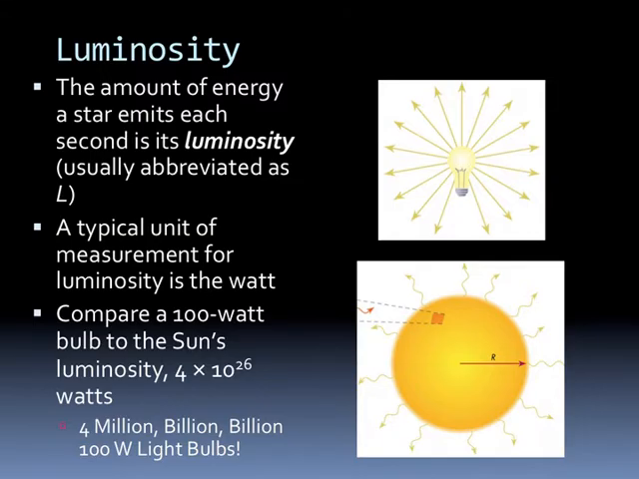Now, luminosity is a property of a star that tells the amount of energy it emits each second. Luminosity is usually abbreviated with a capital L. A typical unit of measurement for luminosity is a watt. So, a 100-watt light bulb tells you its luminosity. The sun's luminosity is 4 times 10 to the 26 watts, or 4 million billion 100-watt light bulbs.